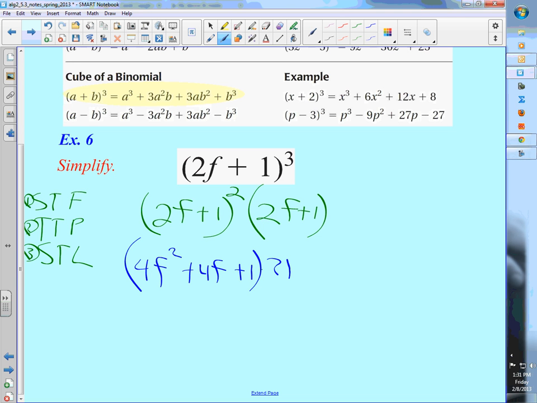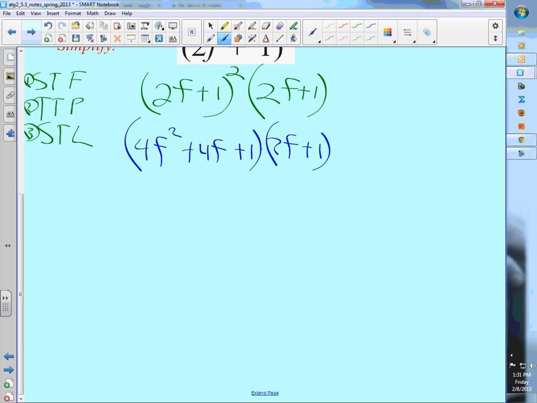Now we're going to multiply it by 2f plus 1. So it is going to take a little bit of an extra step over Pascal's triangle, but we'll deal with Pascal's triangle a little later. Now we're just going to double distribute, if you want, the 2f here, here, and here. 8f cubed plus 8f squared.